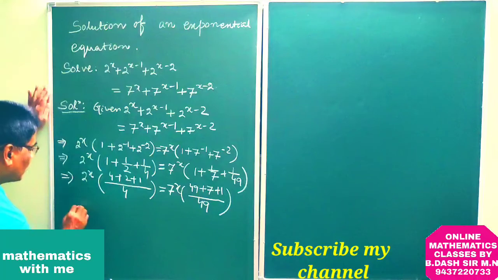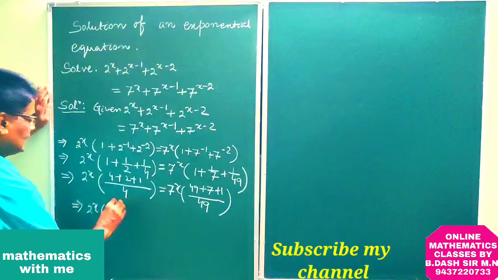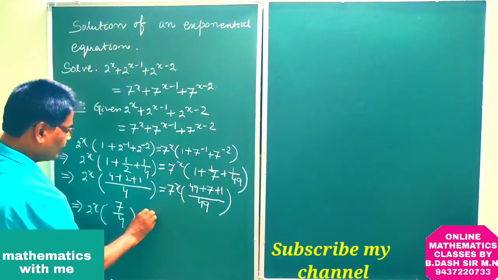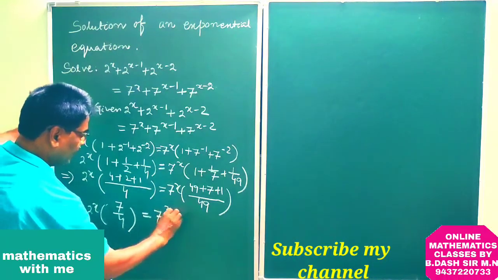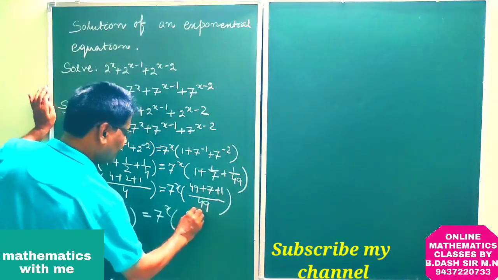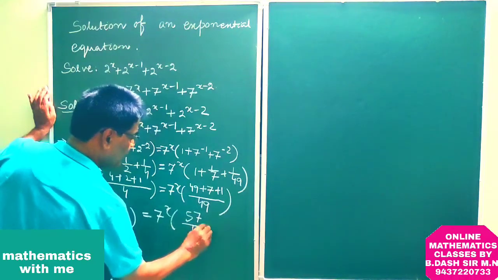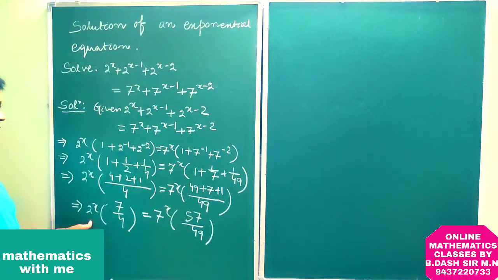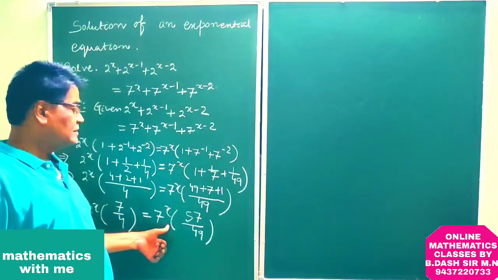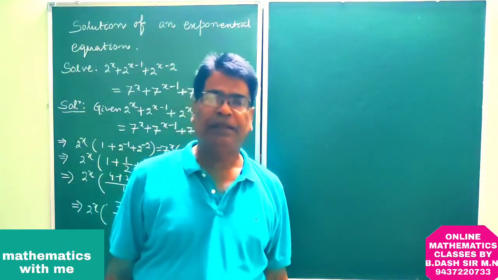Now this is equal to 2^x times 7/4 equals 7^x times 57/49. So we get this expression: 2^x times 7/4 is equal to 7^x times 57/49.